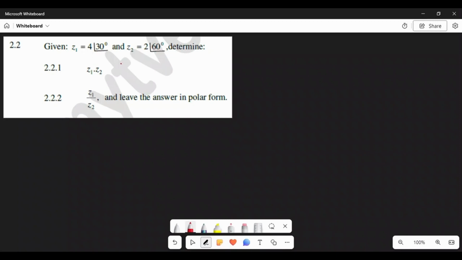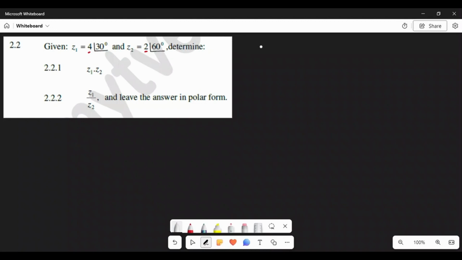So like I said, this is a polar form. All you need to understand is that in a polar form, this 4 here and this 2 are actually real numbers. We call them modulus. And then this 30 degrees and this 60 degrees are angles. We call them argument. So when you multiply these two complex numbers, the real numbers multiply, and the arguments add.